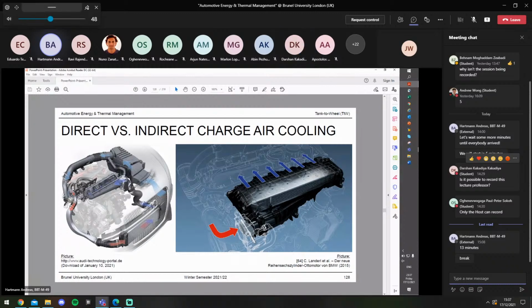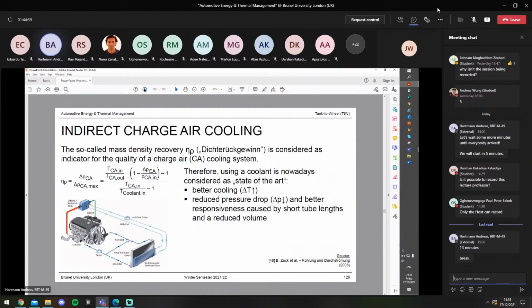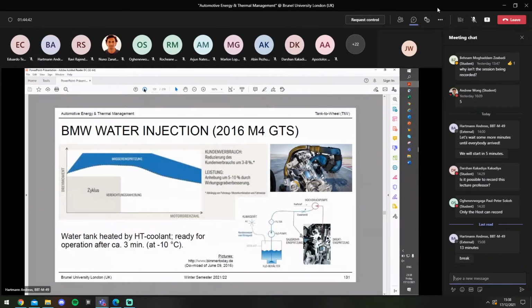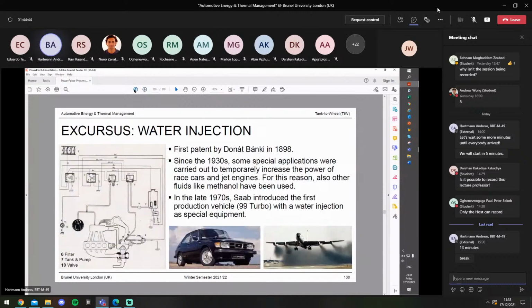Another advantage is that if you transfer the heat to a coolant, then this might again help to warm up the whole engine. So if you transfer the heat of the compression directly to the environment, it's lost. But if you take the heat and transfer it to a liquid circuit, then this might help to heat up the engine again. Okay, very good.